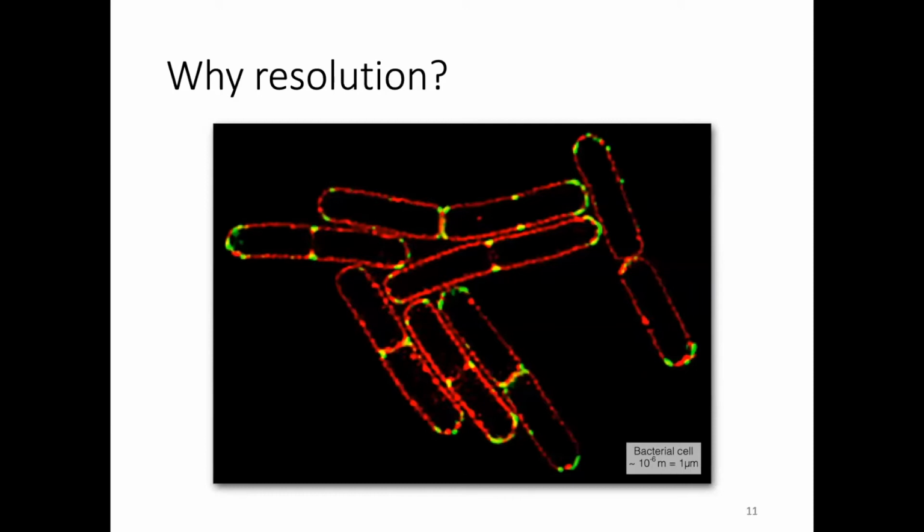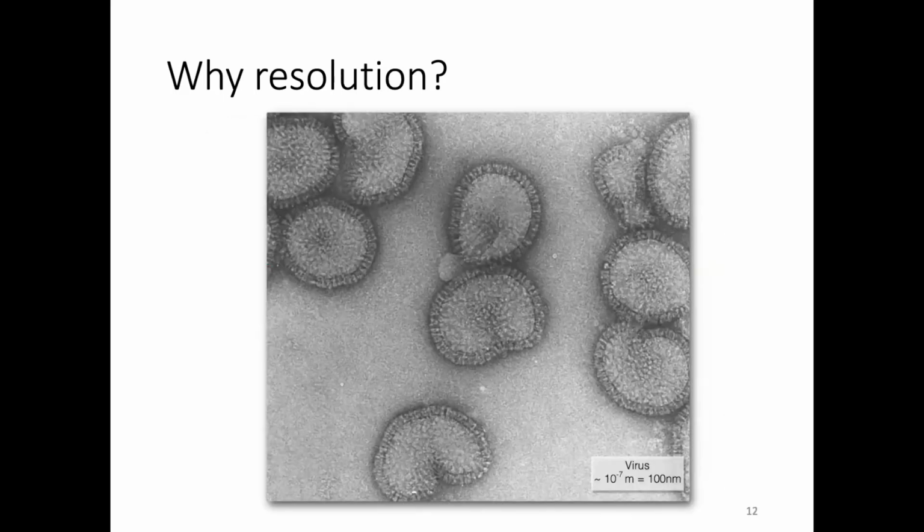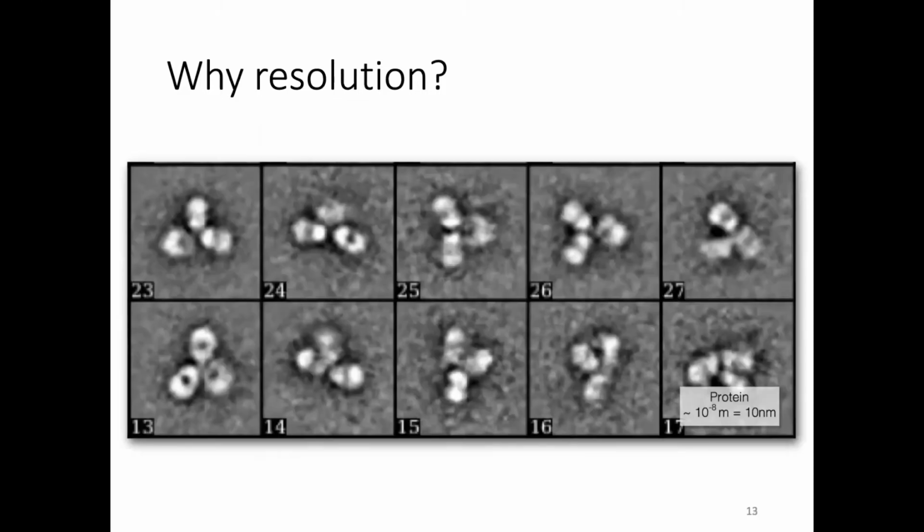If we go even smaller, bacterial cells are another factor 10 smaller, so they're about 1 micrometer. We can go even smaller. Viruses, much in the news lately, are on the size of 100 nanometers. These are actually big viruses. Even smaller, this is a single protein. This looks like an antibody on the length scale of 10 nanometers.